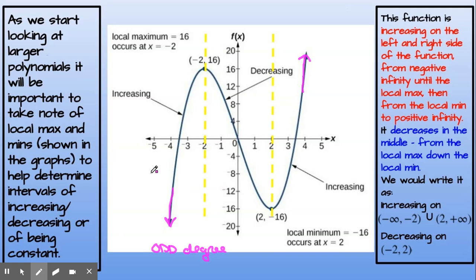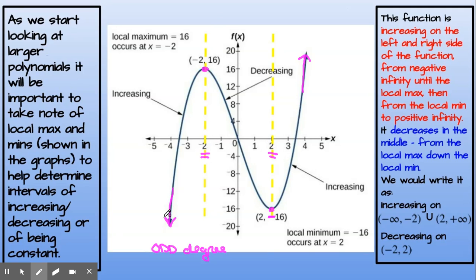So when we start looking at these larger polynomials, we need to take a look at our local maximums and minimums. In this case, we have a local max and a local min. We have two parts, and that's okay. You can have multiple ones. You only care about the x value. It's not technically an axis of symmetry fully, but you care where that value is turning around.